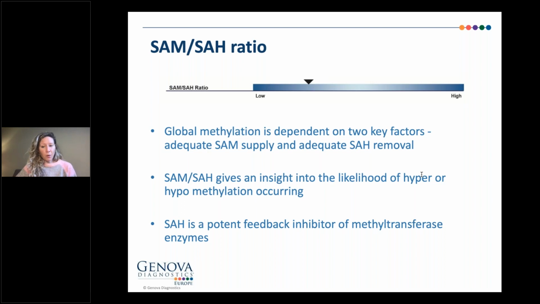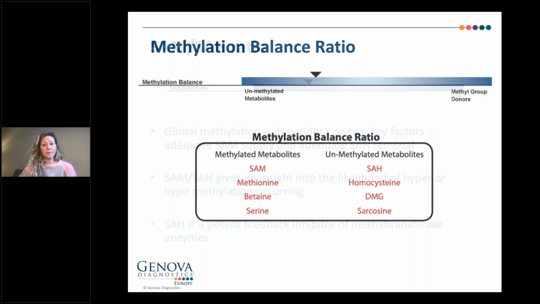And we also know that poor homocysteine clearance contributes significantly to SAH accumulation, which is of course another sign of hypomethylation. The methylation balance ratio compares 4 methylated metabolites, including SAM. As you can see, they are listed here, and it also compares to 4 unmethylated metabolites listed here on the right-hand side. So the methylation balance ratio can be thought of as an expanded SAM to SAH ratio.